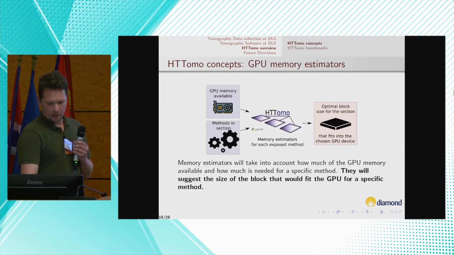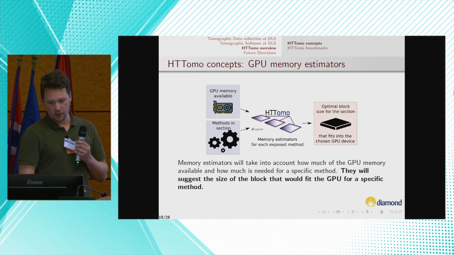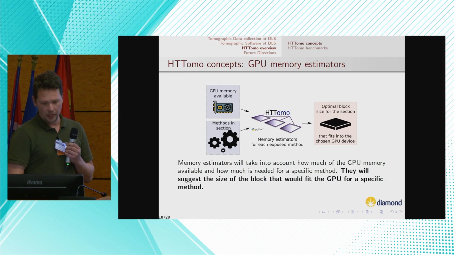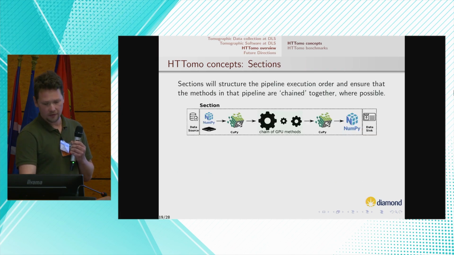Then another quite important concept is the GPU memory estimation. Because we want to know the size of the block that would fit the GPU at hand, we need to calculate a memory requirement for every method. We need to know how much memory is available on the GPU, and then in our chain of methods, we need to calculate the memory requirement. So this is done separately for each method.